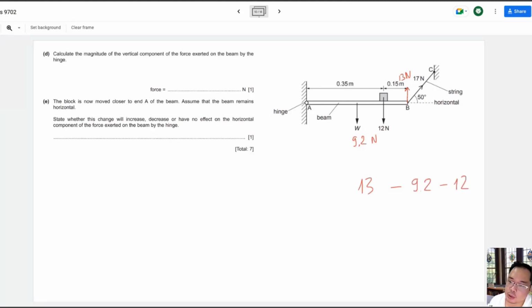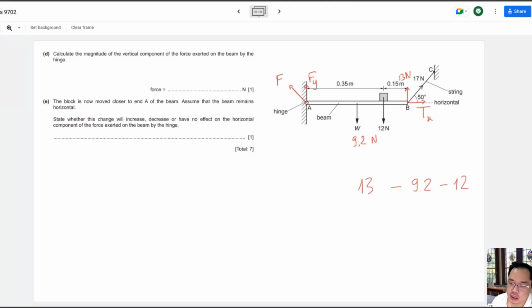At the hinge here, we have another force, which is like this. And we need to calculate its vertical component. Let's call this force F. So this vertical component is Fy. This is the force of the hinge in this direction. Why do I know that this force must be to the left like this? Because this 17 Newton has a rightward component, Tx, like this.